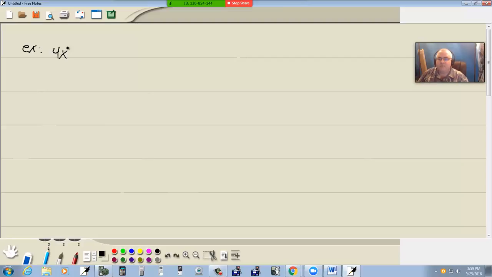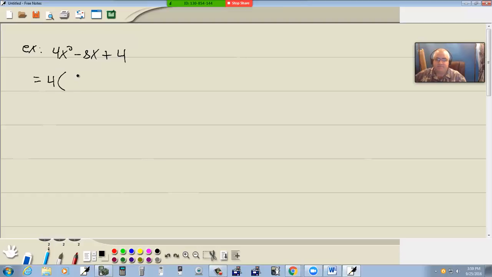We've got 4x squared minus 8x plus 4. Now here we have 3 terms. Terms are separated by pluses and minuses. Now GCF, when we're talking about numbers, we're looking for the largest number that divides into all 3 of them. And that would be 4. So I'm going to factor a 4 out.